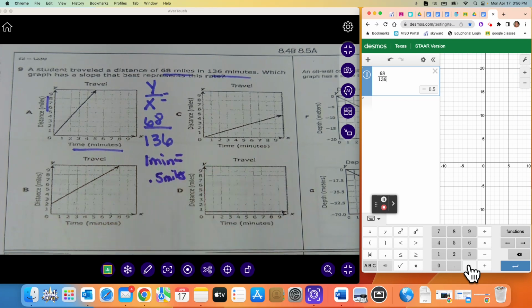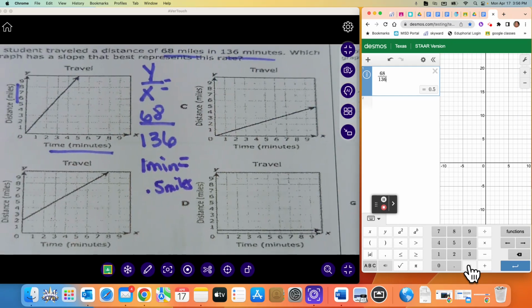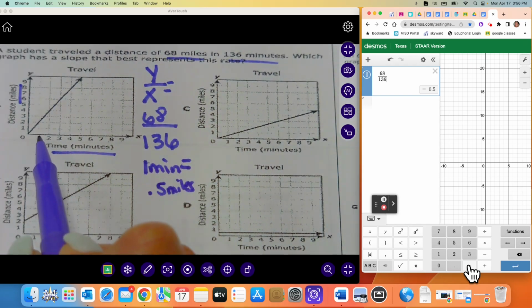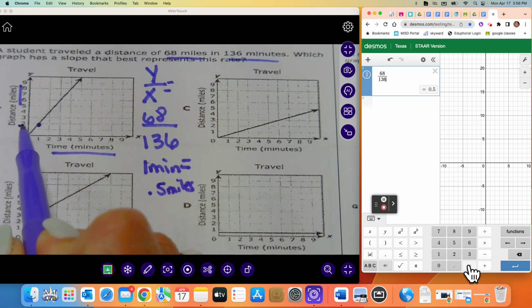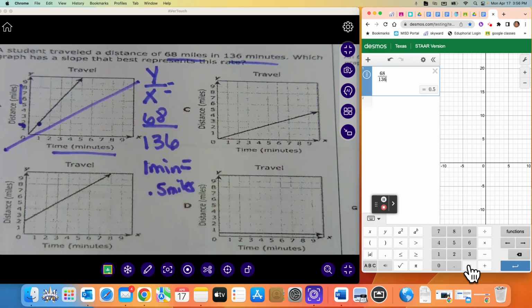Half a mile. So we're going to come over here to 1 minute and we're going to go up to the line and plot the point there. If you notice, if you come over here, this is at 2 miles. Well, this is saying it's supposed to be a half a mile. So it's not this one.